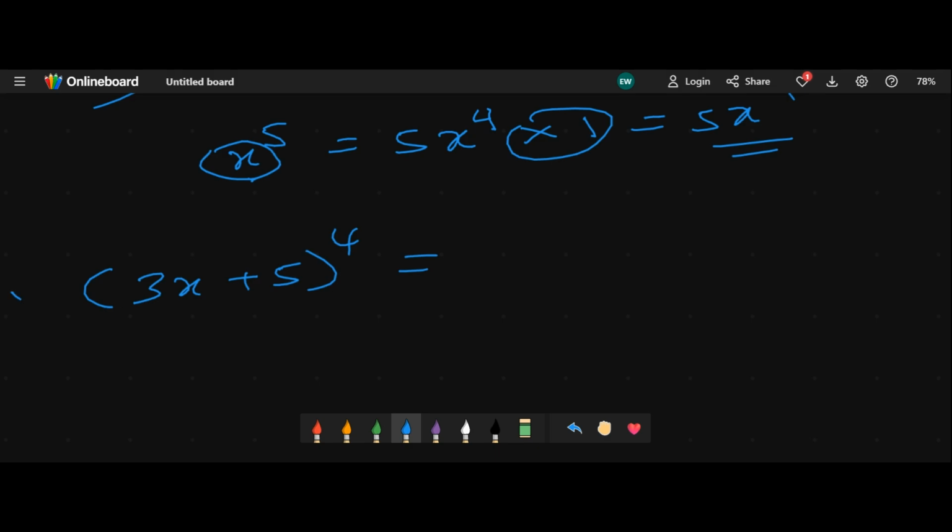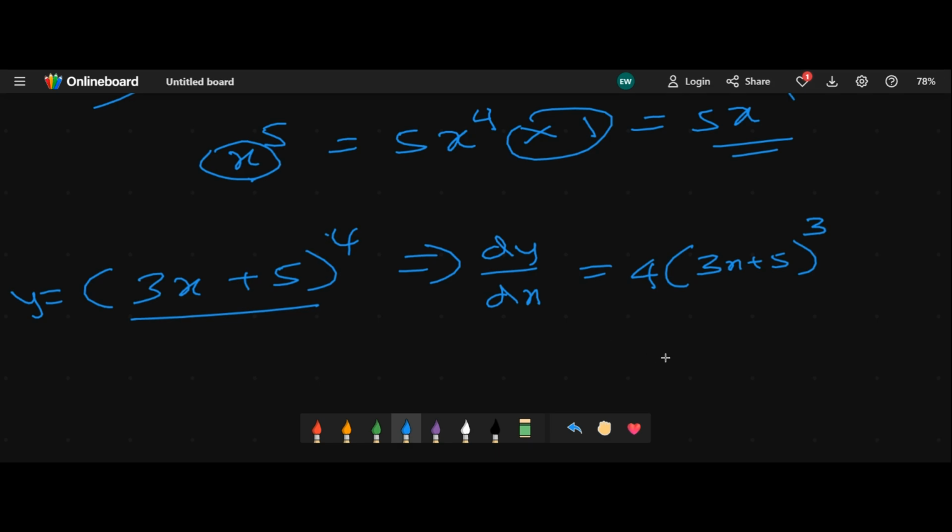If they say to differentiate this, it is very, very simple. What you have to do, same thing: bring that 4 in front. So 4 times whatever is here, write it: 3x plus 5. As usual, 4 minus 1, subtract 1, so it will be 3.